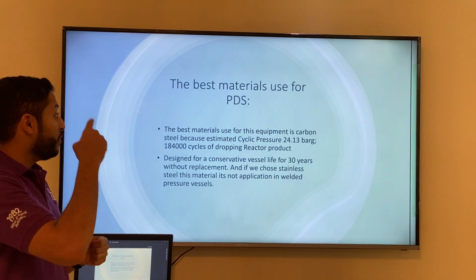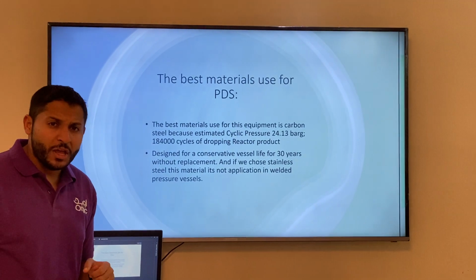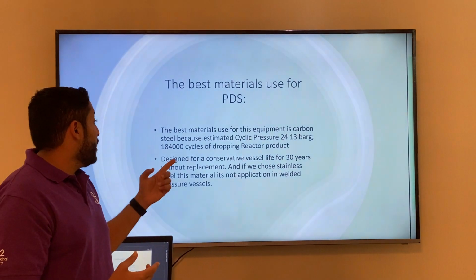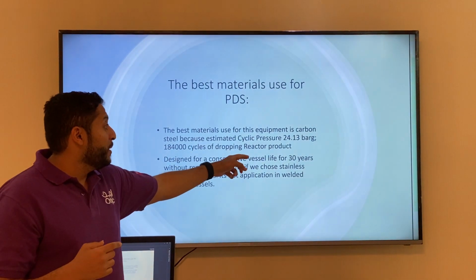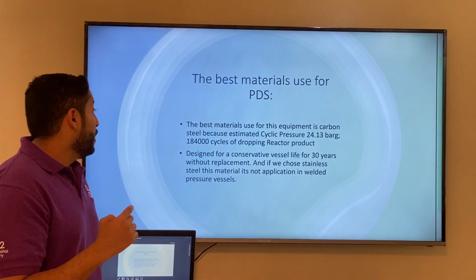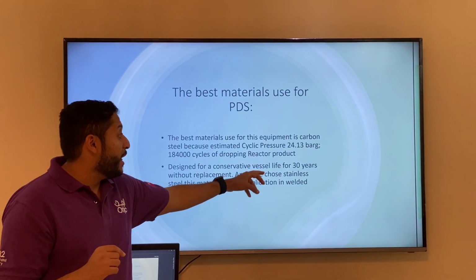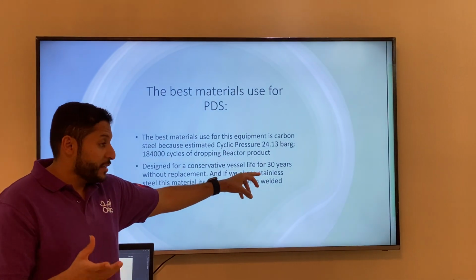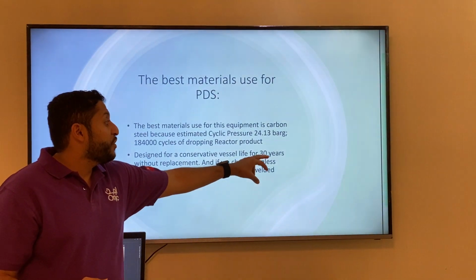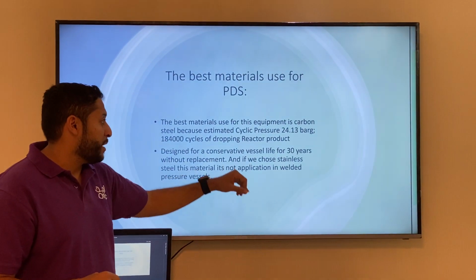Why? Because for this equipment we need the pressure to be high, around 24 bar gauge, and there will be cycling of a dropping reactor product, which will be 184,000. And this design conserves vessel life. The life for this metal in this equipment is 30 years without replacement, like I mentioned here, without replacement.